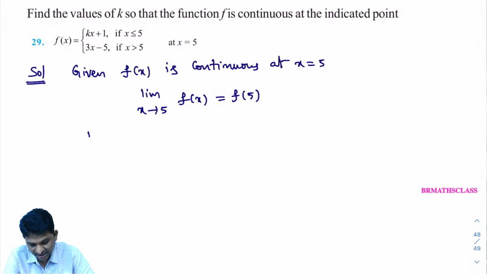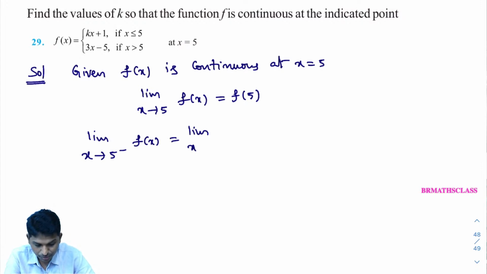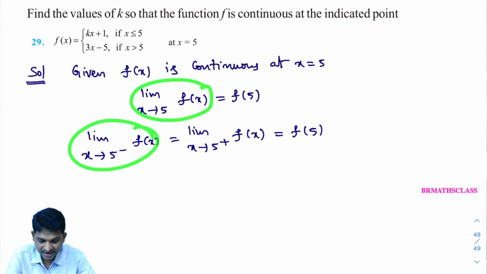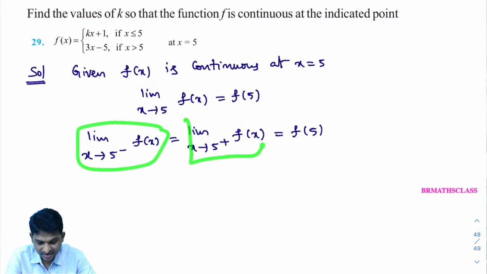So from this, what can I write? I can write like this: limit x approaches 5 from left of f of x equals limit x approaches 5 from right of f of x, equals f of 5. I hope you are understanding. This exists means the left hand limit will be equal to the right hand limit. So I am going to calculate these two things.